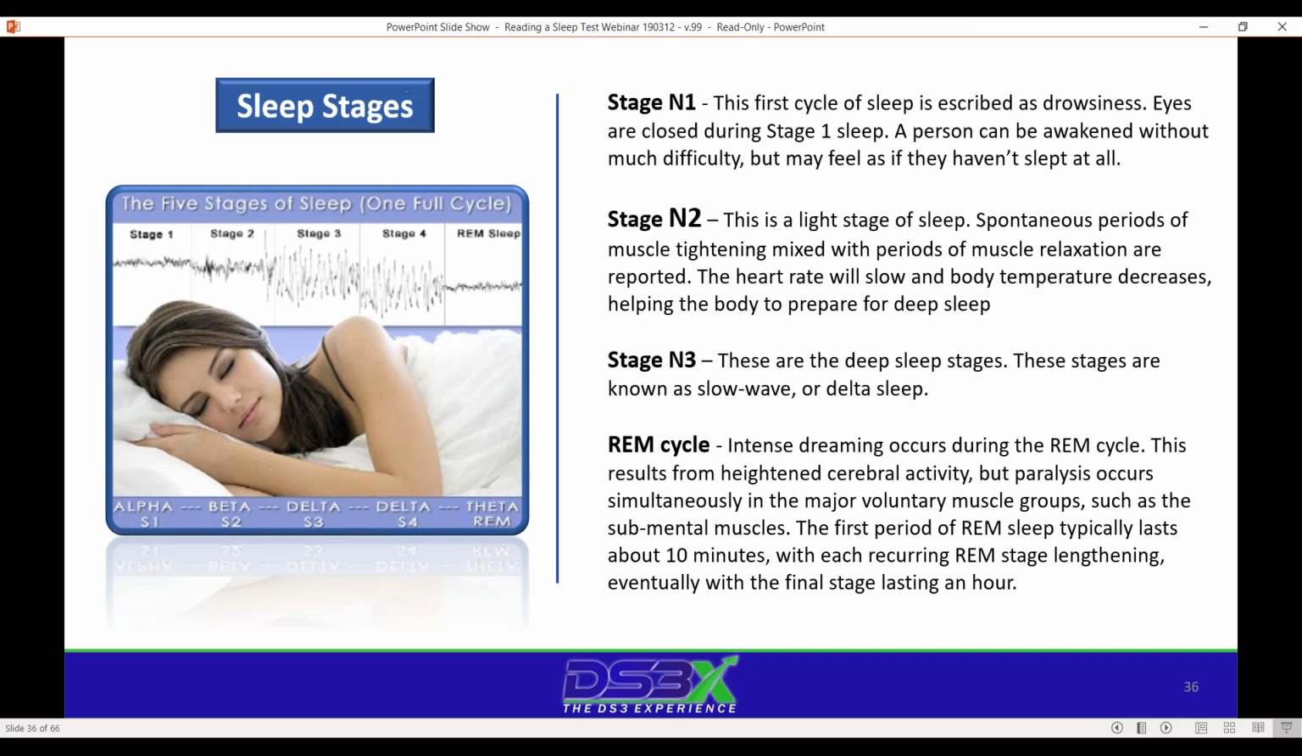Don't a lot of people call REM cycle deep sleep? Do you hear that a lot, Rich? Yep. So I think he's got it on mute because of his echo there.